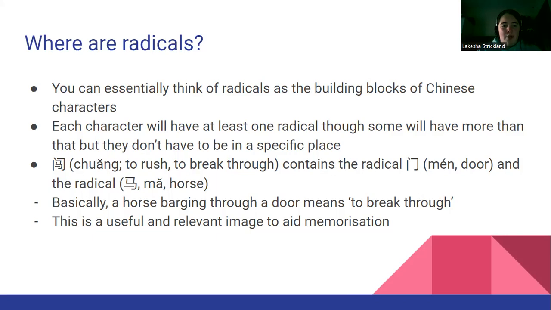As you can see here, we have the character chuang, which means to rush or to break through. It contains the radical men, meaning door, and the radical ma, meaning horse. So basically, a horse barging through a door is breaking through, which is useful and relevant to aid memorization and to help us picture the words. So that's what radicals are, just a quick little introduction to them.